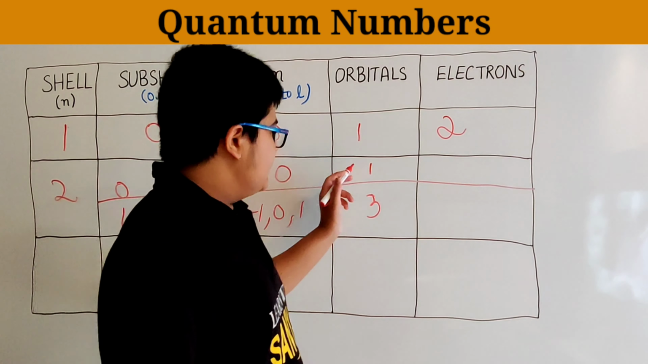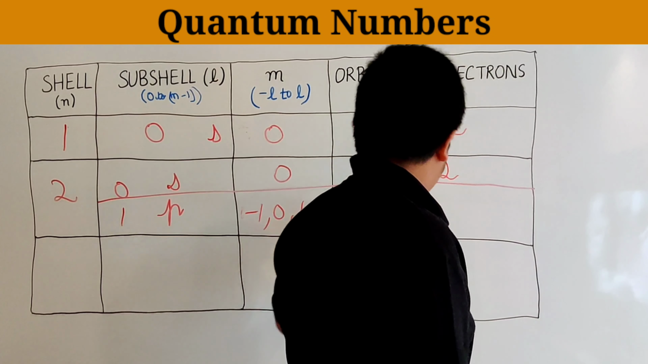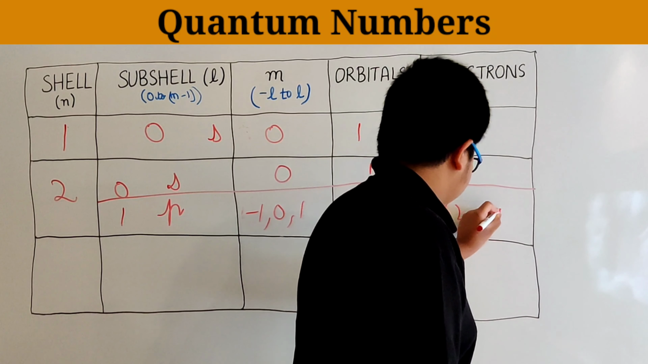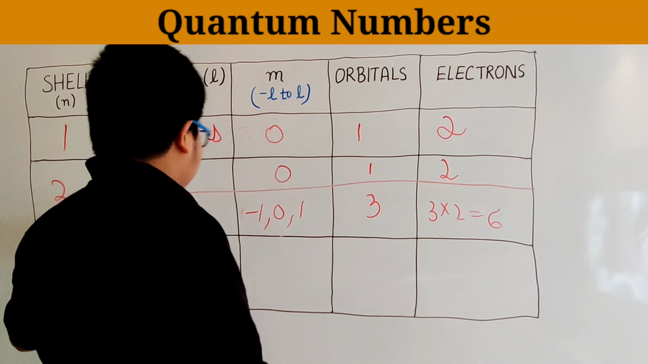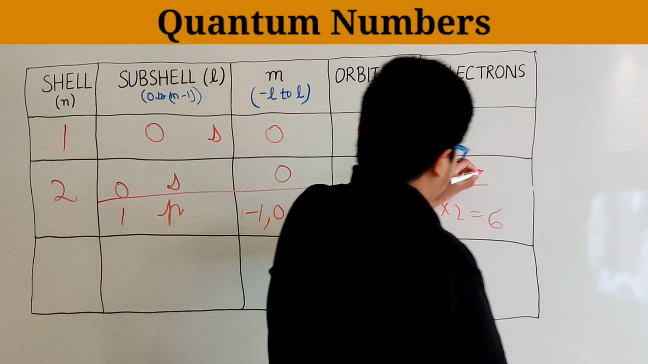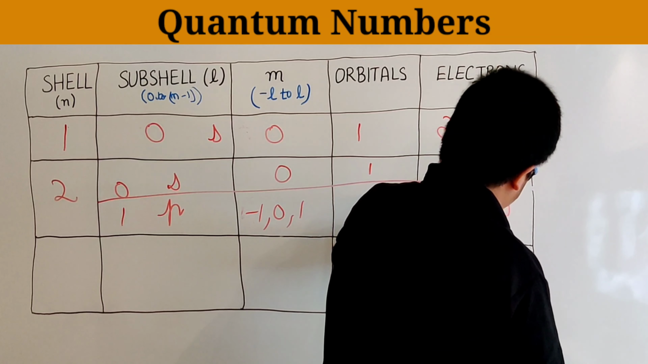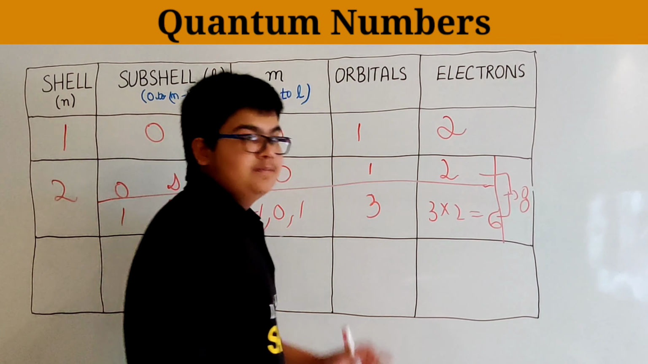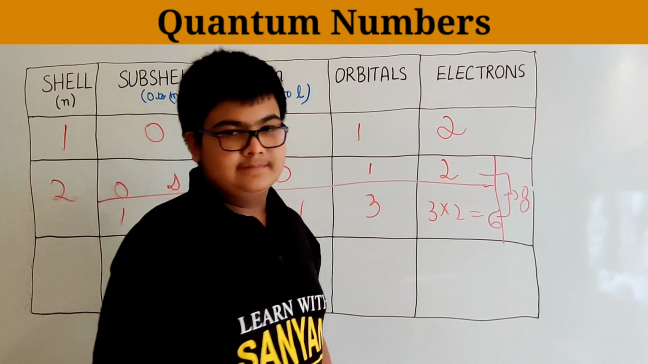And now as every orbital has 2 electrons, here we will write 2, and here we will write 3 into 2, that is 6. So completely the second shell will have a maximum of 2 plus 6, that is 8 electrons. So the second shell can have a maximum of 8 electrons.